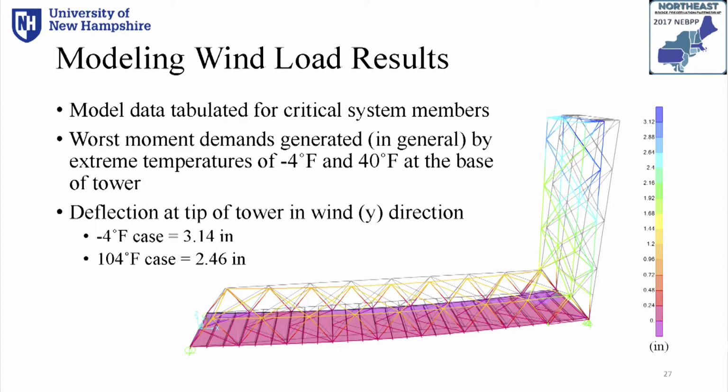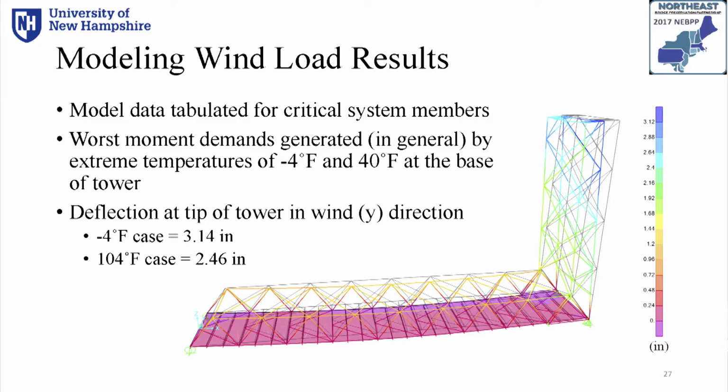Numerical models are also developed to verify these assumptions. Here is the SAP model of the south span of the bridge. You will see that the worst moment demands happen for extreme temperatures of -5 and 40 Fahrenheit degrees, based on the results that are shown here on the base tower.